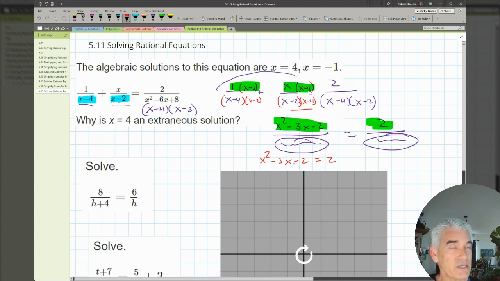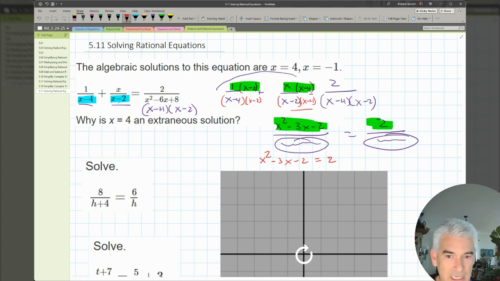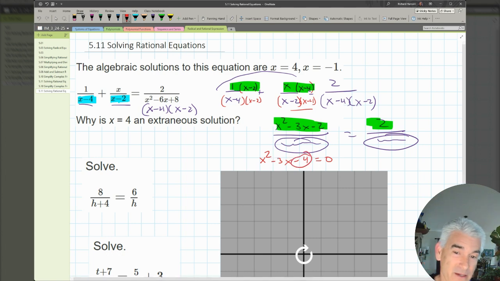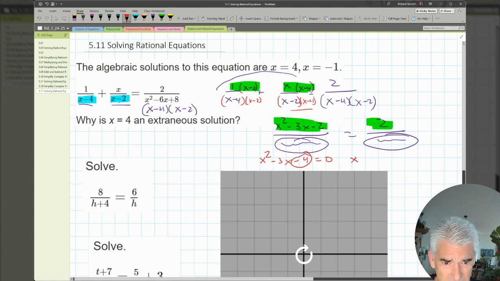It's a quadratic equation. How do we solve them? Set them equal to 0. So I'm going to subtract 2 from both sides, changing this to -4 and 0. Two numbers that multiply together to give me -4 and combine to give me -3. That's a -4 and a +1. So this is x plus 1 times x minus 4 equals 0. So the two values of x that work are -1 and 4.